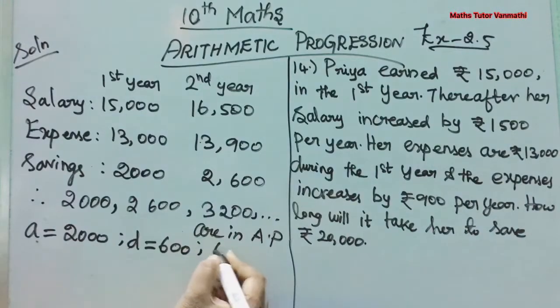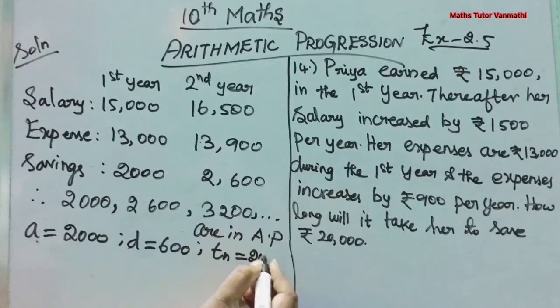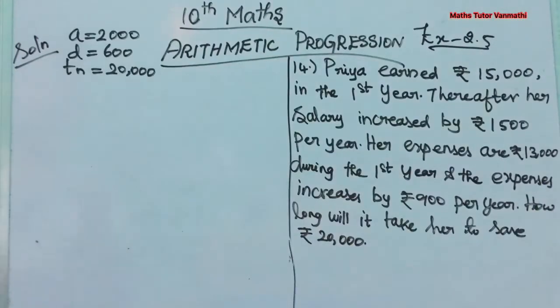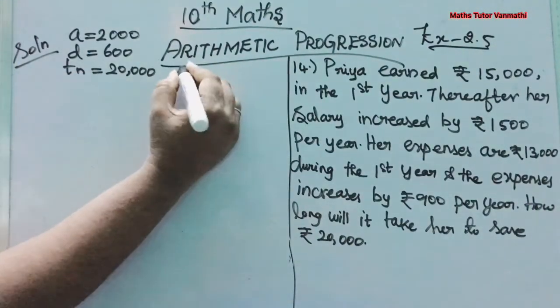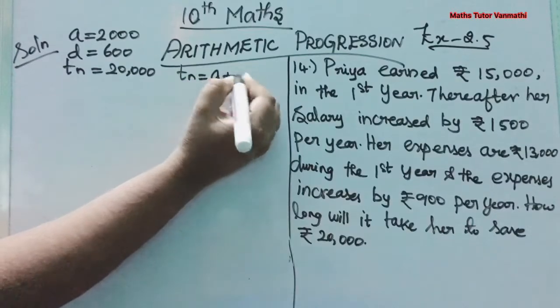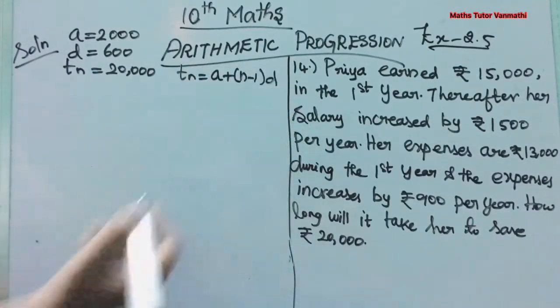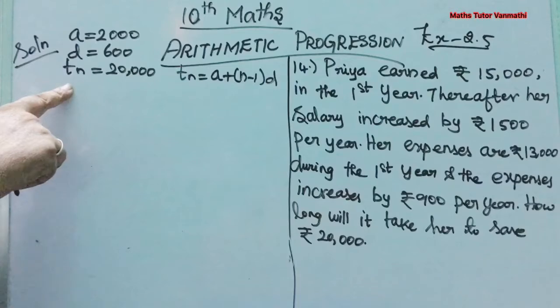And what is your Tn? Okay, Tn. How long will it take to save 20,000? So this we have written from the given question. Okay. Next we are going to find how many years it will take for her to save 20,000. Okay. Now let us see. Now using the general term. What is your general term? Tn is equal to A plus n minus 1 into D. Okay. Now we need that only.